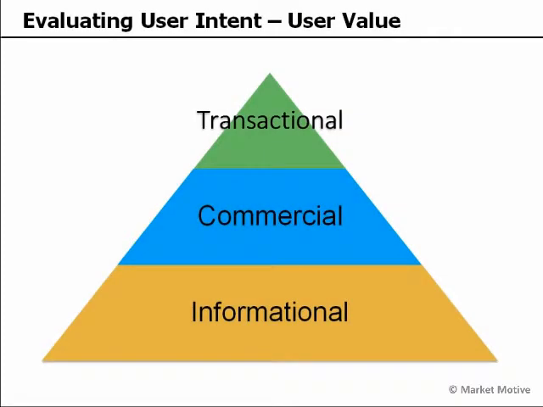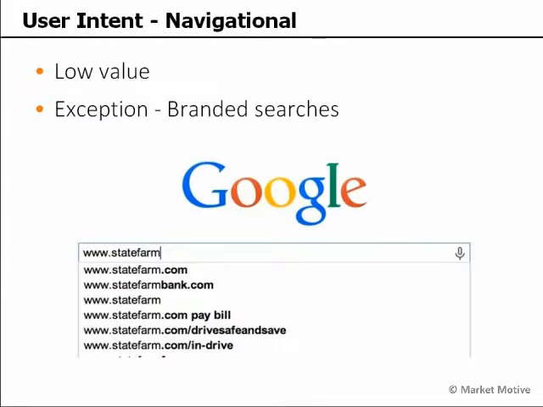So as you're looking at that user value, you know that transactional phrases are the most beneficial. If we look at something like navigational, these are of lower value. It would be someone searching for statefarm.com on Google. With the exception of branded searches, these are pretty low value. You want to maintain your branded searches, and that's another question entirely. But navigational searches are generally of lower value, especially if they're for competitors. You're probably not going to rank very highly for your competitors' navigational terms anymore.